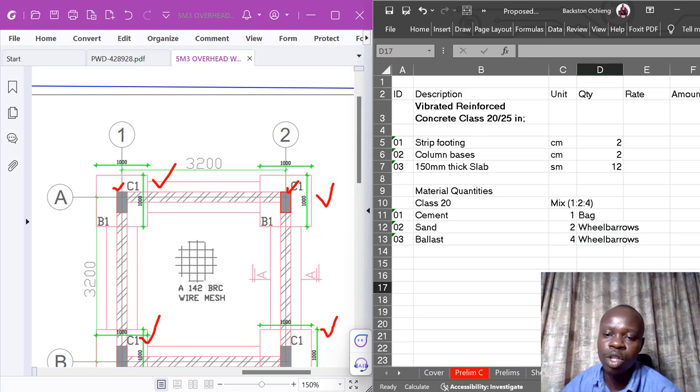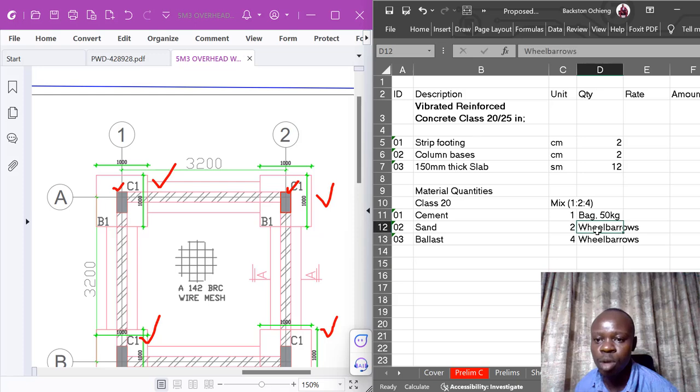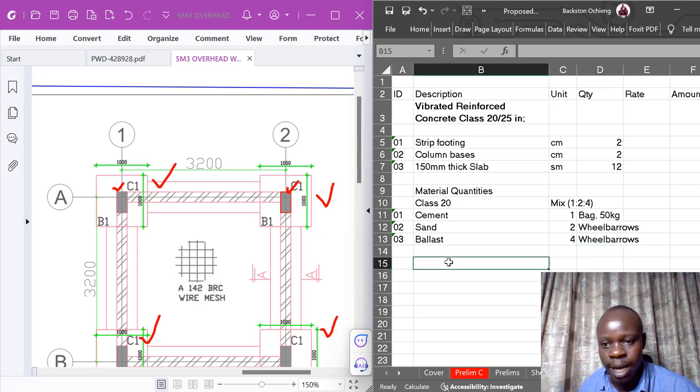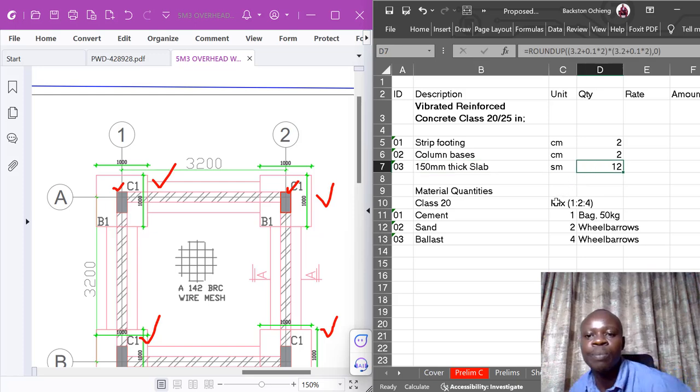This should be your first point to note: it's 1 bag of cement, and the bag is 50 kg. Wheelbarrows are more or less of standard sizes. Once you know this, you've already broken down this item. But now we need to know that we have a strip footing of 2 cubic meters, column bases of 2 cubic meters, and a slab of 12 square meters.